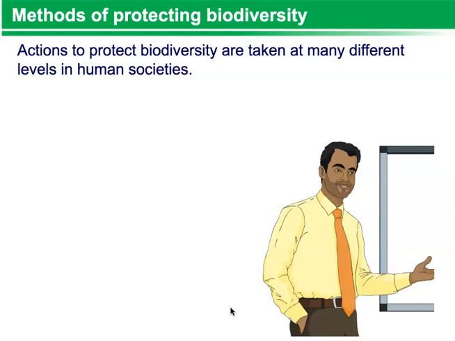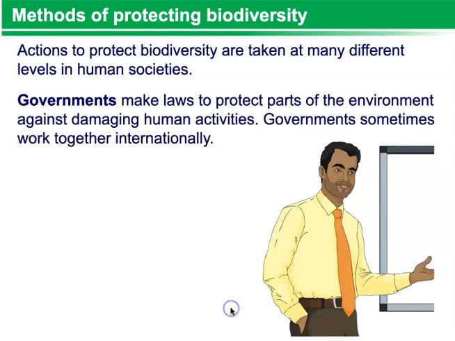So how have we gone about protecting biodiversity? Actions to protect biodiversity are taken at many different levels in human societies. Governments make laws to protect parts of the environment against damaging human activities. Governments sometimes work together internationally as they develop these laws.